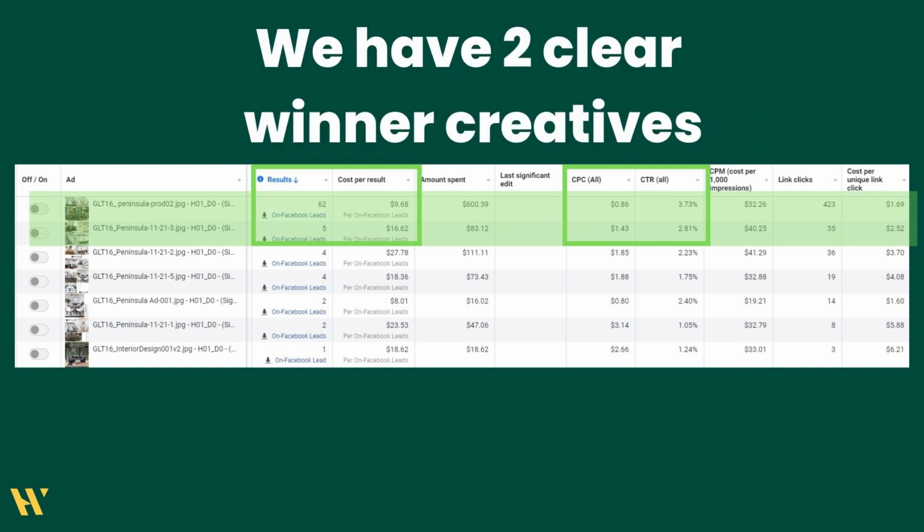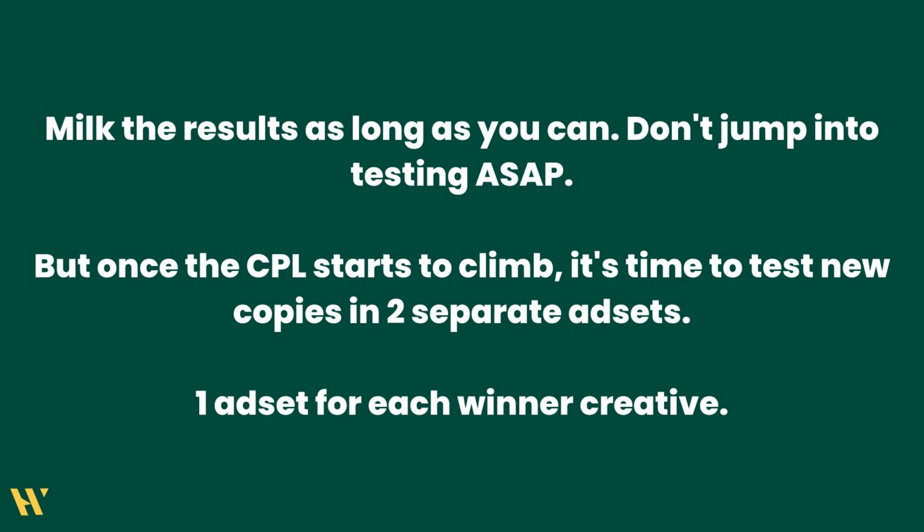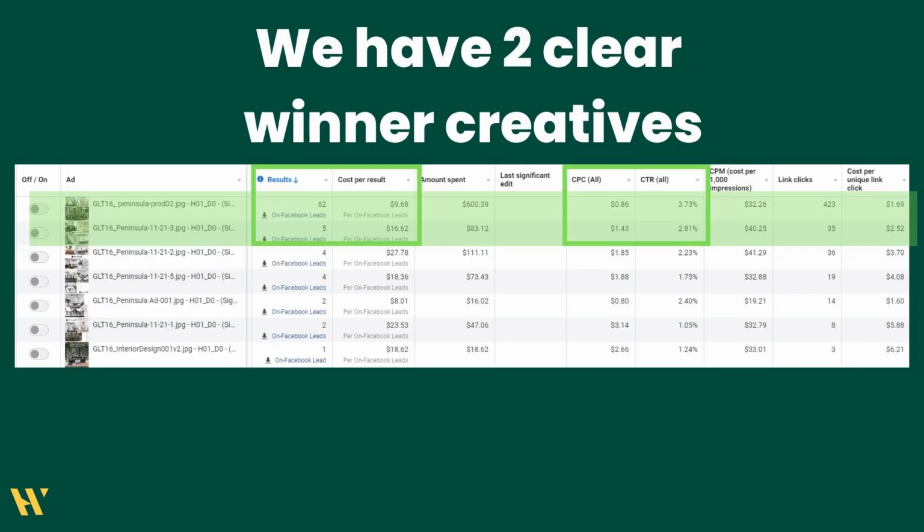So what are we going to do now? Don't jump into another campaign as soon as you find the winners. Let it run and create as many leads as possible. Maybe once the CPL starts to climb, it's time to test new copies. And in this example, we will test 5 new copies with these two winner creatives.